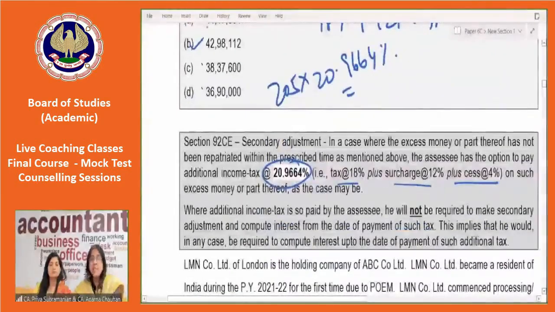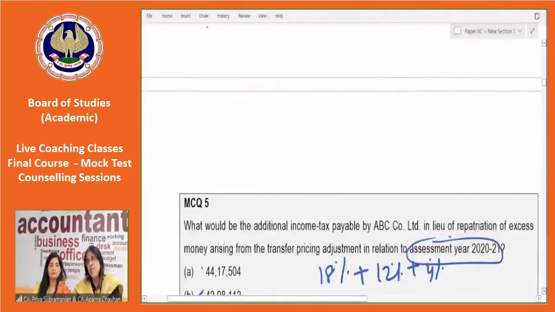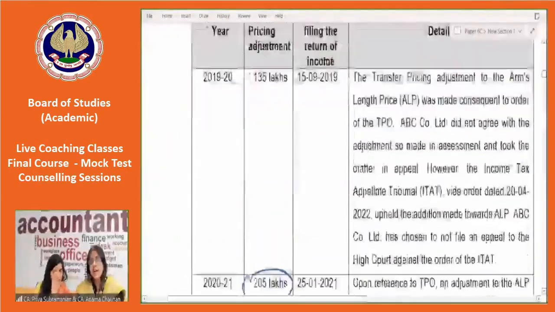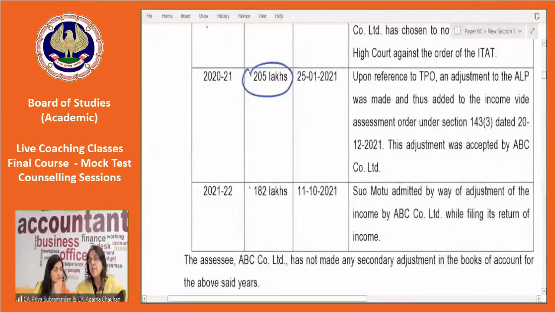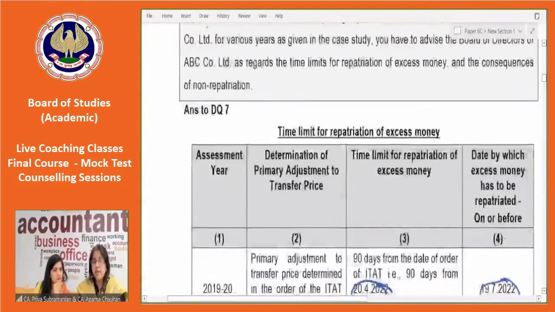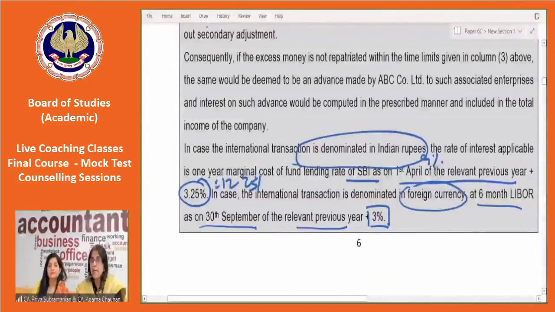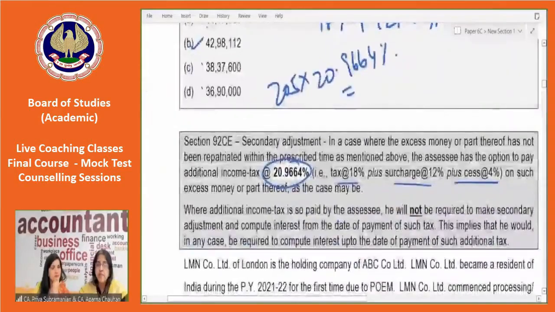So it's a relatively simple question. If you know the provisions of 92CE, you'll be able to answer. Just take care when you're talking about the secondary adjustments and all those things. Secondary adjustment will require only if the amount exceeds 1 crore. That you have to keep in mind. And 90 days from which date you have to take, that you'll have to consider, and what rate to apply, which previous year. Like suppose in the examination, you might be given the rates for 2021, 1/4/2021, 1/4/2022, and all that. So which date you have to take, that you have to be very careful about.